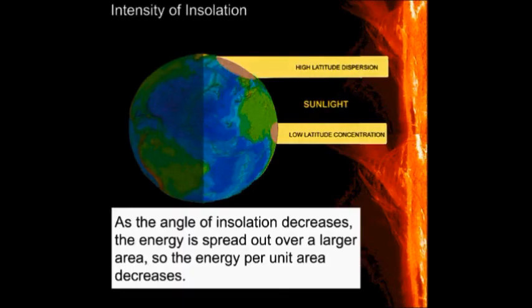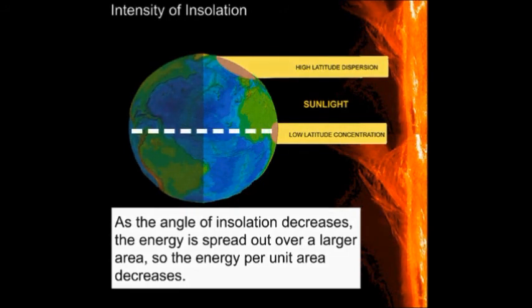In this diagram, we can see the same thing is true with the sunlight striking the Earth. At low latitudes, they receive direct vertical rays from the sun, and so they have a higher concentration of energy, and that's why it's warmer in low latitudes. In high latitudes, the angle of insolation is a lower angle, and so the energy they receive from the sun is less concentrated. The energy is spread over a larger area, so the energy per unit area decreases, and that's why it's colder at polar regions.